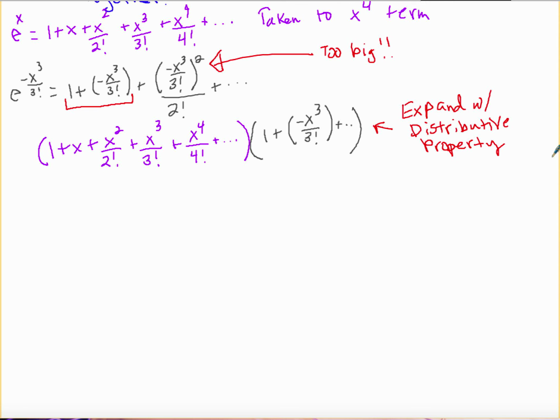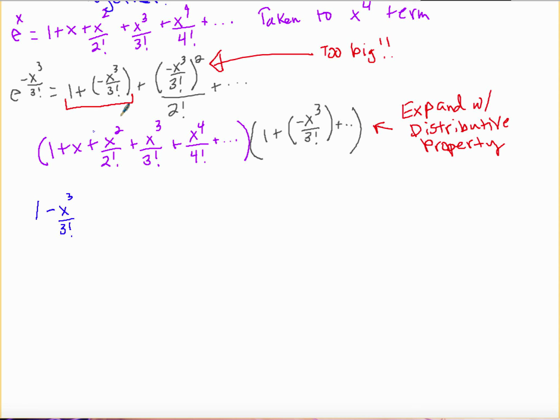So here we go. We are going to do this multiplication. It starts off pretty easy. 1 times 1. Yep, that's 1. 1 times the next term in this expansion, so 1 times negative x cubed divided by 3 factorial will be negative x cubed divided by 3 factorial. Now, we could continue multiplying this 1 all the way through, but we would get terms that are too big because they're going to be more than the x to the 4th power term. We're not going to use that in this problem. So go ahead and ignore that, and we're going to move on and start distributing x.